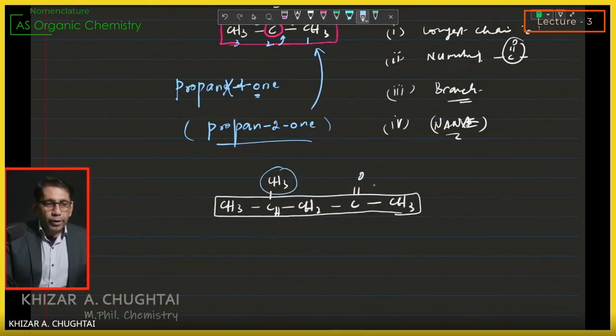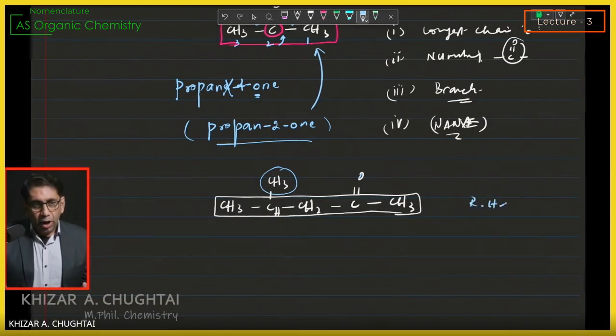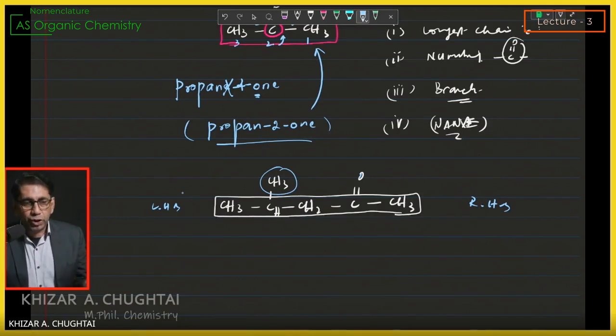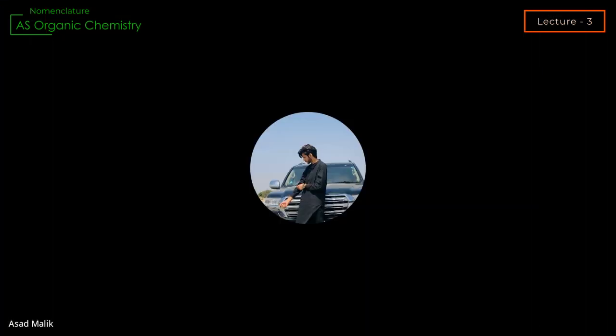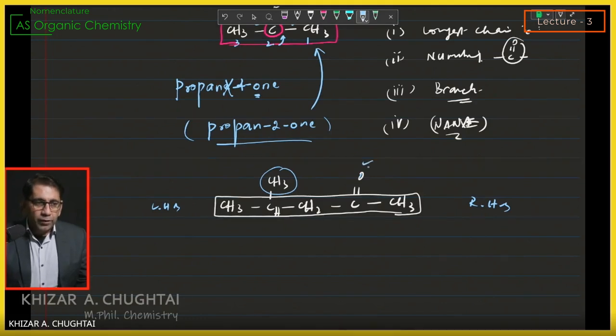And now I'm going to ask from where to start numbering, from the right-hand side or from the left-hand side. From where to start numbering? This is the next basic main proposition. Right, from the right-hand side, because the functional group carbon is closer to this end.